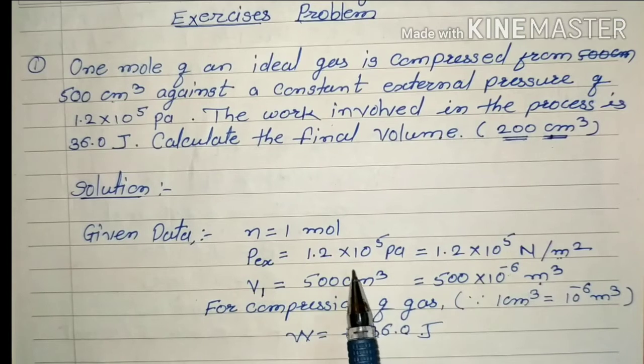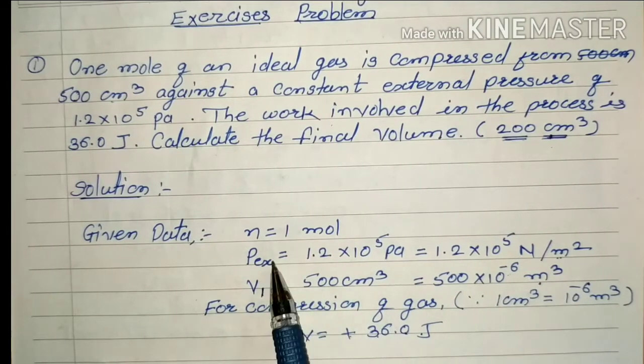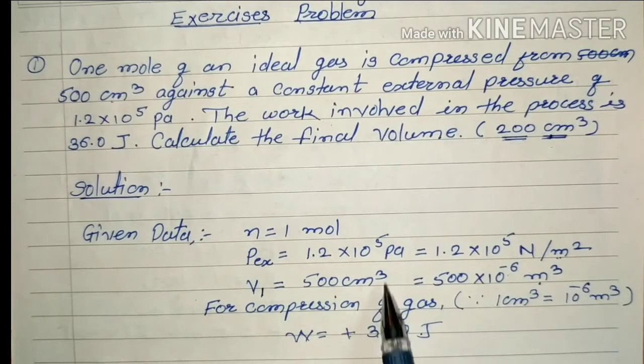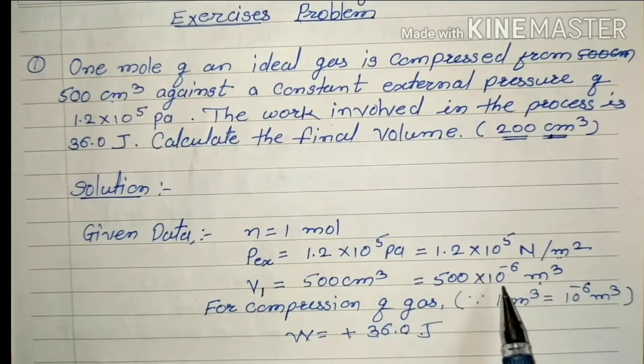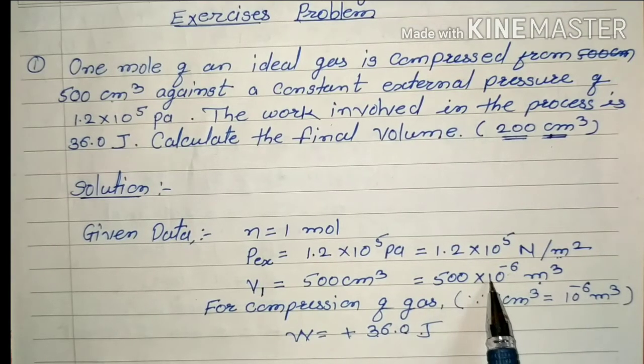So this volume you have to convert into meter cube, because the external pressure is in Newton per meter square. So we have to convert this centimeter cube into meter cube by multiplying by 10 raised to minus 6. We know that 1 centimeter cube is equal to 10 raised to minus 6 meter cube.